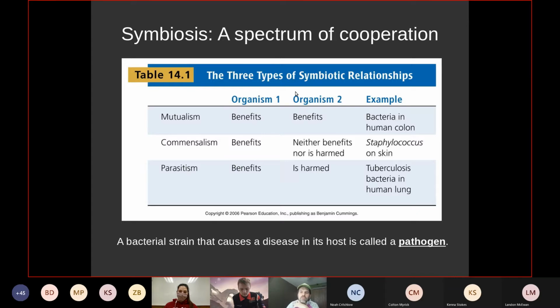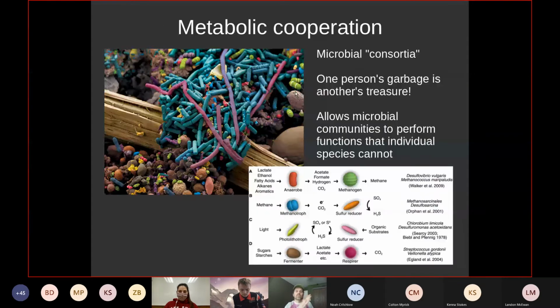Another type of cooperation is metabolic cooperation. So this gets back to the biochemical processes that we started talking about. Okay. Pictured here and artificially colored is a scanning electron micrograph. Can anyone guess what this is of?